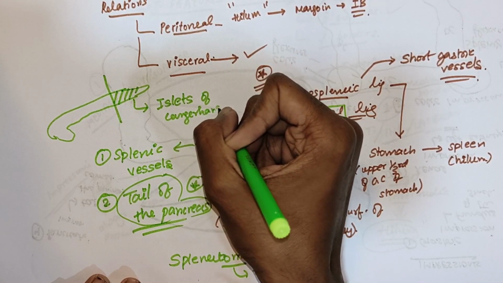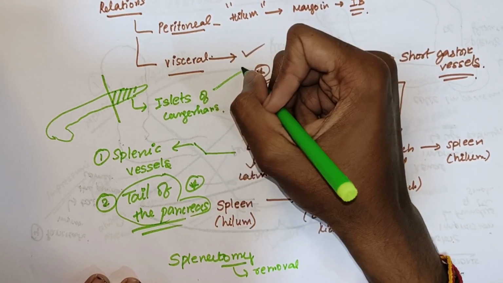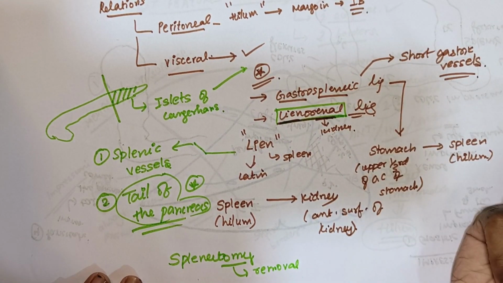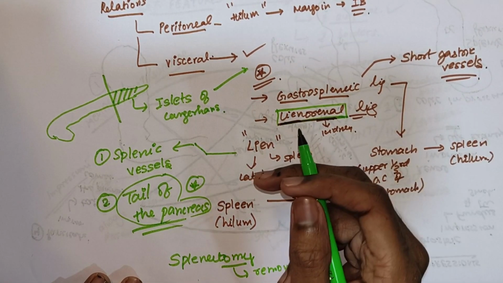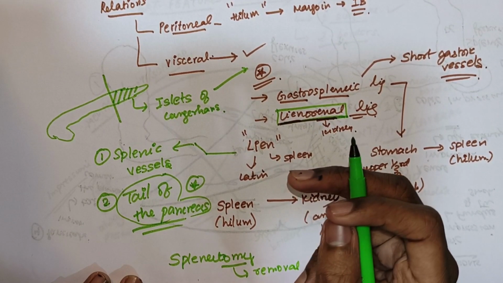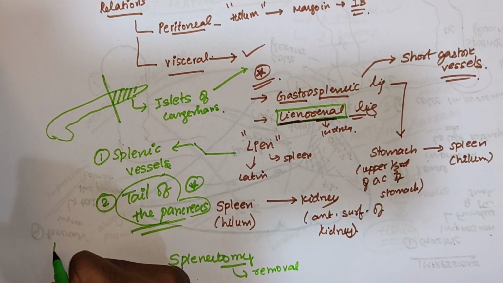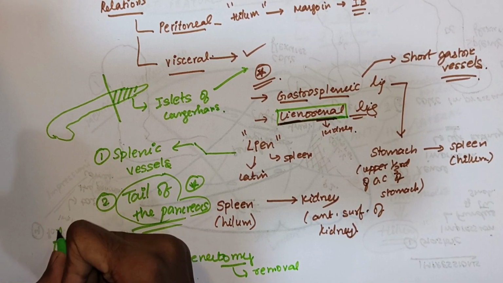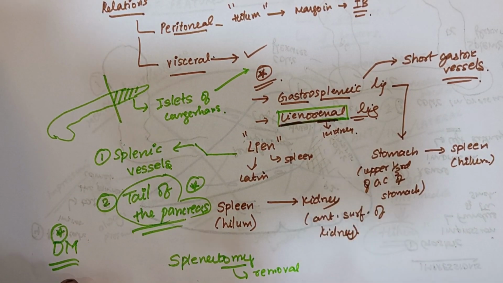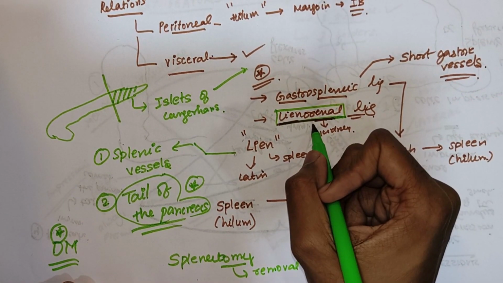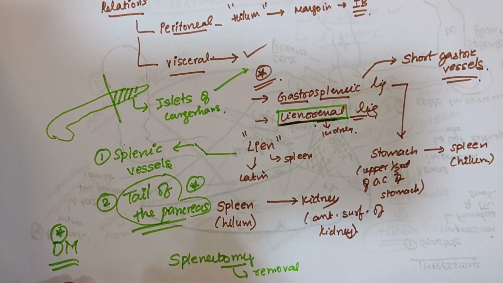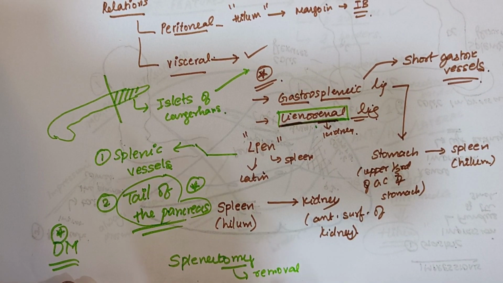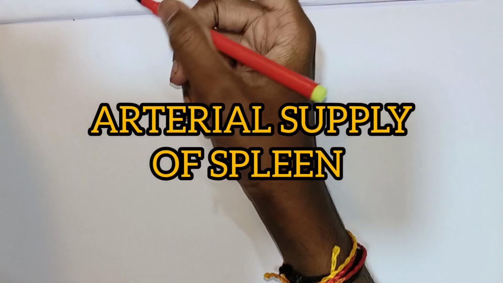This is the place where alpha, beta, delta cells are found. Fine. So there will be severe insulin deficiency in your body, which will ultimately lead to diabetes mellitus. So this is an important clinical aspect of the lienorenal ligament, of the tail of the pancreas, of splenectomy. Remember this.